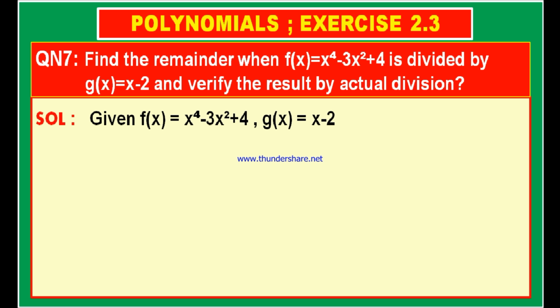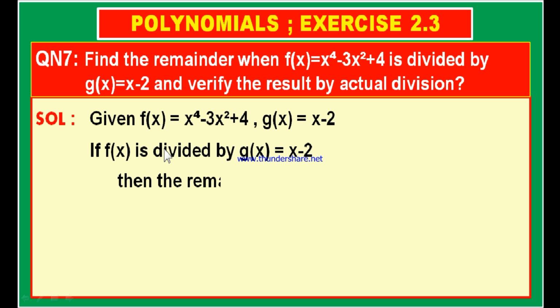Understood? Therefore, if f of x is divided by g of x, that means x minus 2, then using the remainder theorem, the remainder is f of plus 2, because x minus 2 is equal to 0, then x is equal to plus 2. Therefore, in the place of x you have to substitute 2 and find the value of f of 2. That itself is the remainder when f of x is divided by x minus 2.